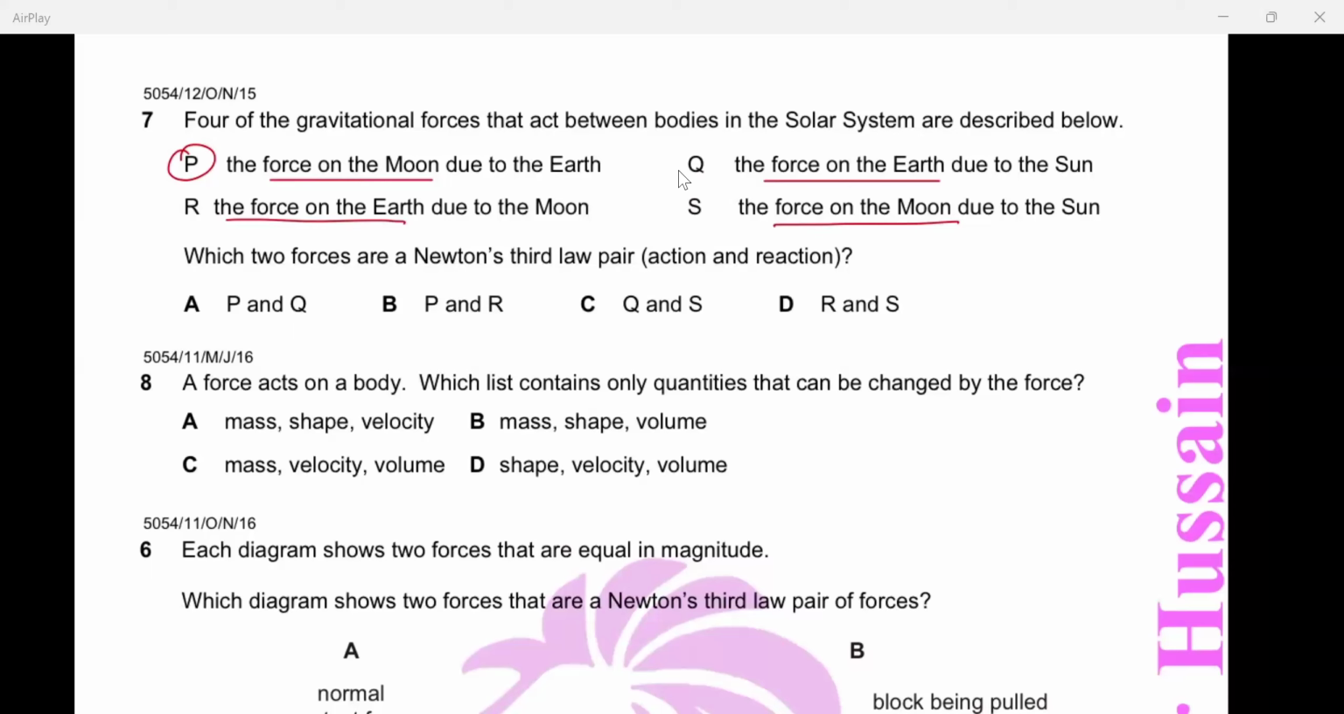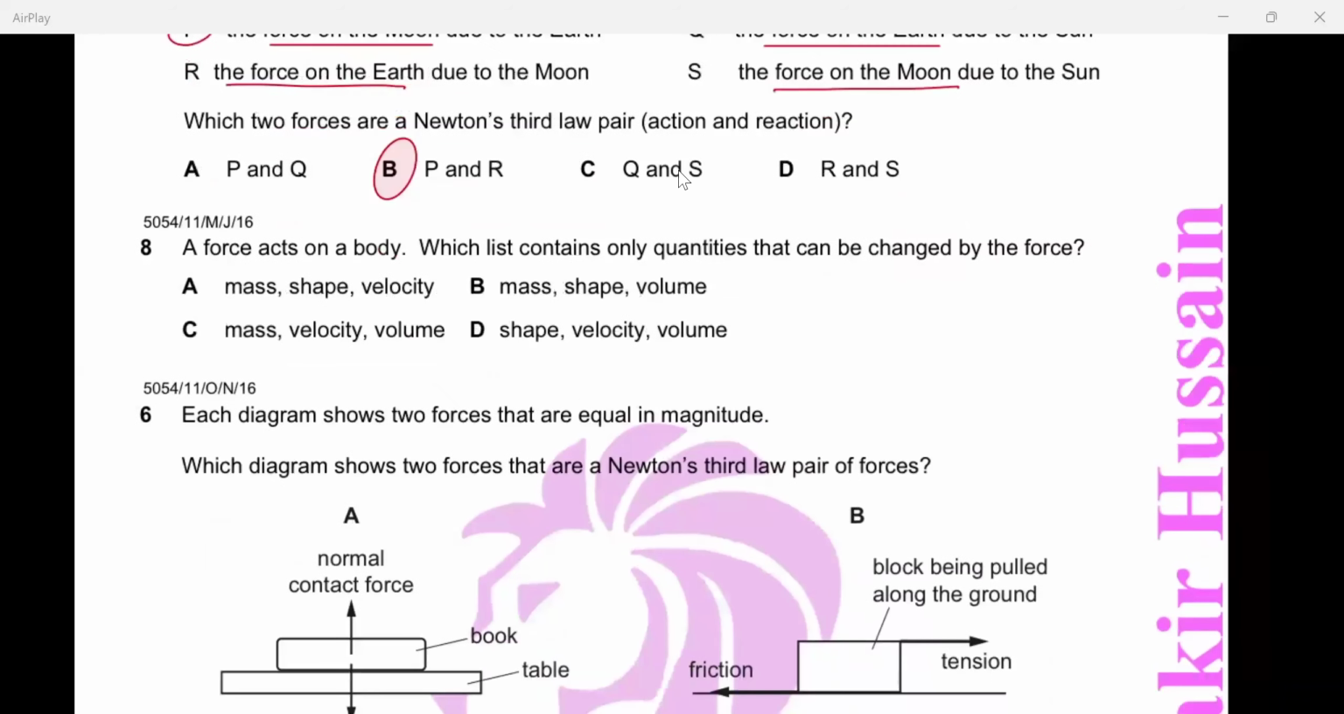ठीक है, बात समझ आ रही है? तो न्यूटन के थर्ड लॉ पेयर में आपके पास दो बॉडीज होनी चाहिए। Getting the point? If body A acts a force on body B, it cannot be that body B acts a force on body A. That's third law pair. Again, it cannot be like this. If body A acts a force on body B, then body B will act a force on body C. ऐसा नहीं हो सकता। ठीक है? Okay, understood. All right. So इसका ऑप्शन हो गया B.